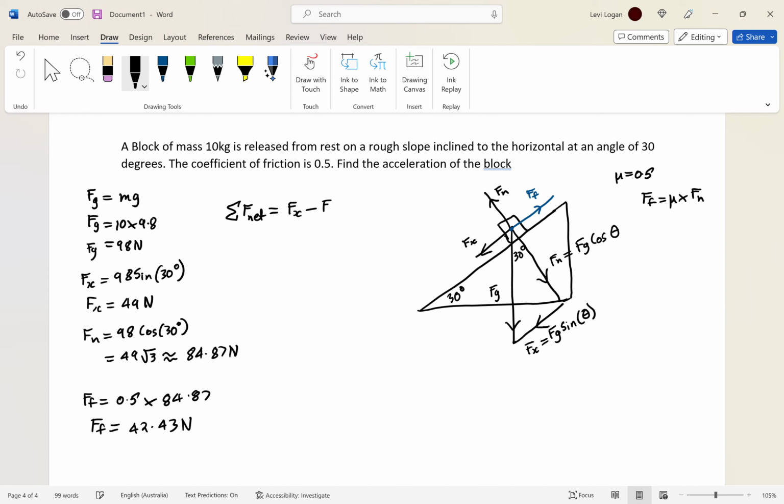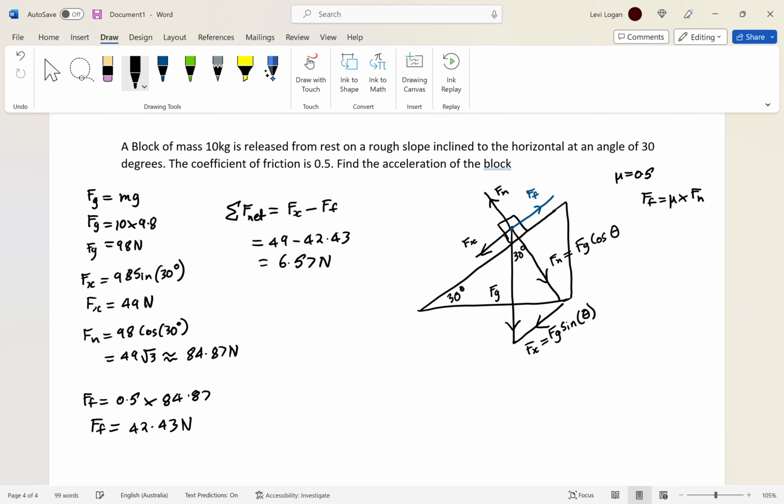Okay. So therefore, our net force down the incline is going to be the force down the slope minus the force of friction. So that's going to be equal to 49 minus 42.43. Now, if the force of friction is greater than the force down the slope, then the object's just going to stay still. But as we can see, this object is just making it down the slope.